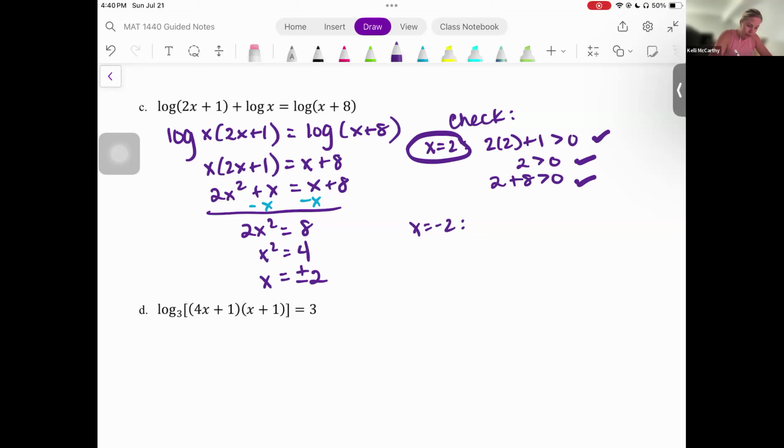x equals -2. I already can tell it's not going to work because 2 times -2 plus 1, well, that's not positive. -2 is not positive. Even though -2 plus 8 is positive, since it didn't work in the other two arguments, it's not included. It's an extraneous solution.